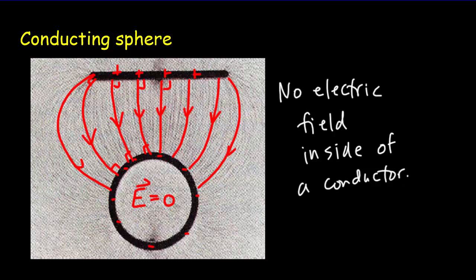So the electrons just arrange themselves. They get as far away from each other as possible. The charge gets as far away from each other as possible. And it arranges itself in such a way that there's no electric field inside the conductor.